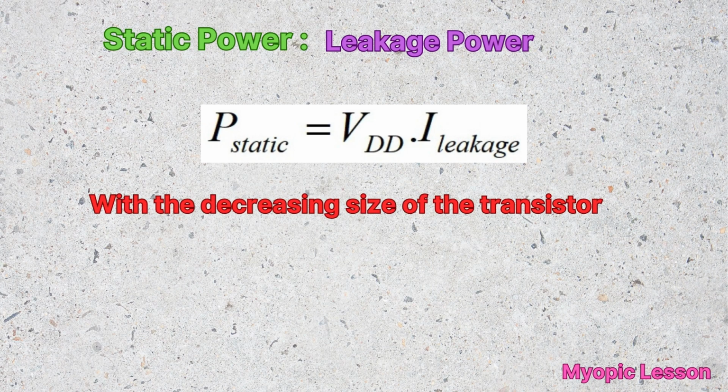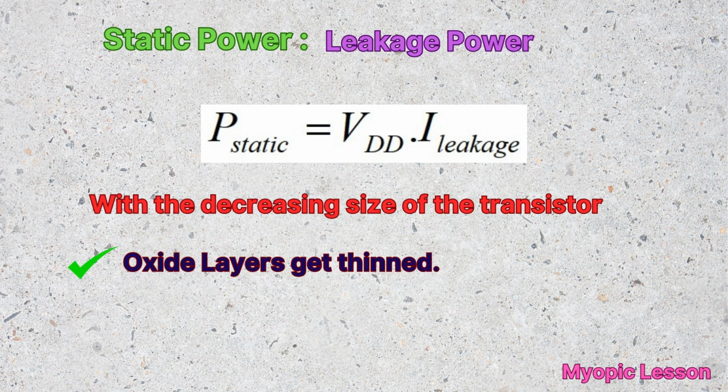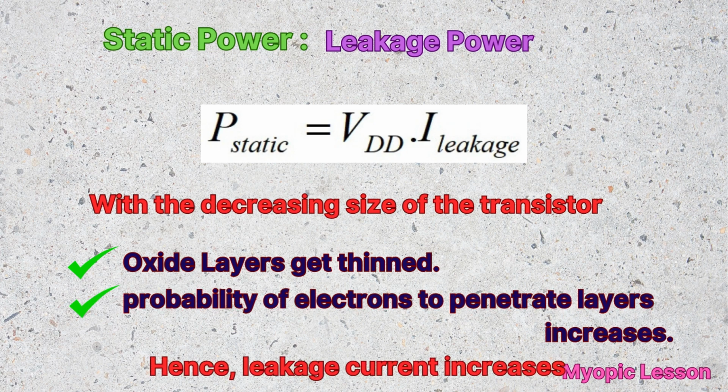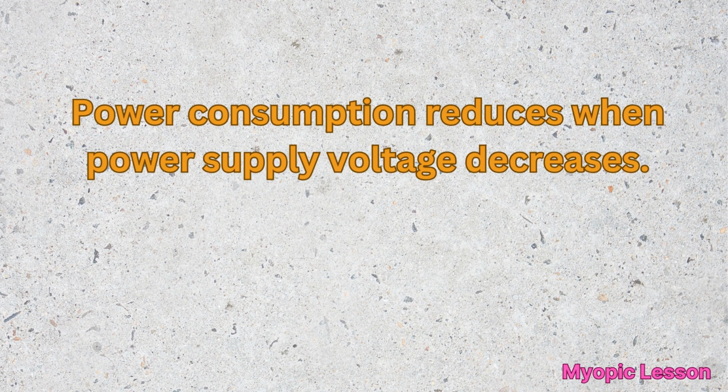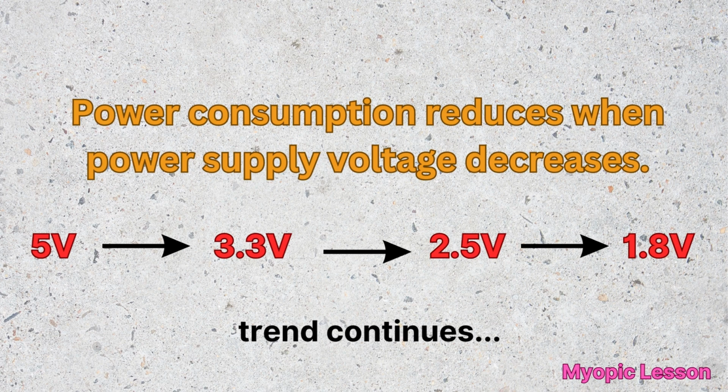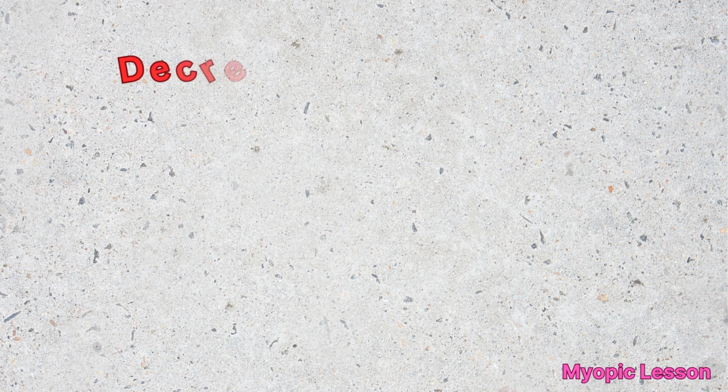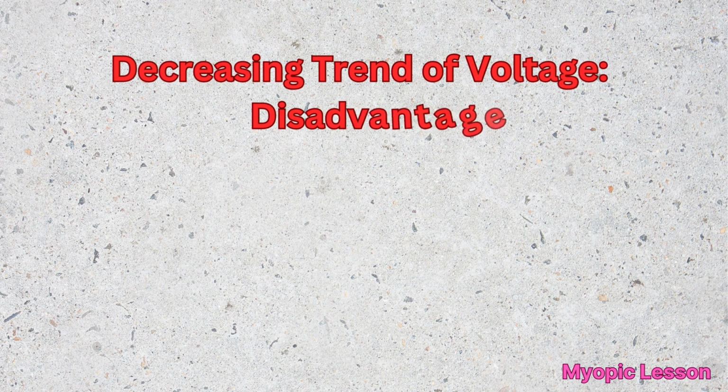The static power or leakage power appears with the decreasing size of the transistor. With reducing size, oxide layers get thinned. Probability of electrons to penetrate layers increases. Hence, leakage current increases. As a whole, power consumption reduces when power supply voltage decreases. But there are disadvantages of decreasing voltage also.